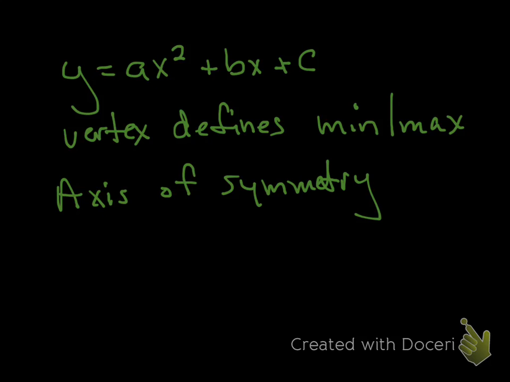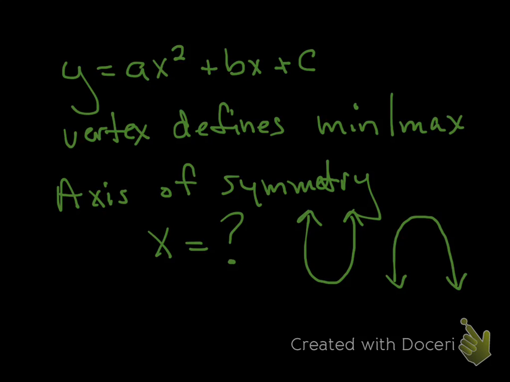is always going to be that line that splits it in the middle. So it's going to be x equals something, right? Because your parabola is going to either look like this or your parabola is going to look like that. So if it opens up, this gives you a min, and if it opens down, it gives you a max, right? Then your axis of symmetry always goes through the vertex, no matter what direction it's going.